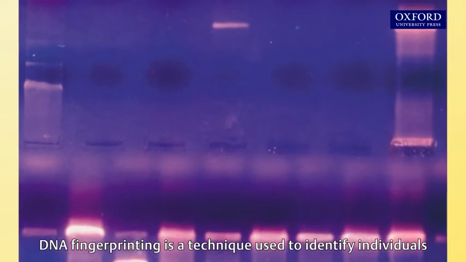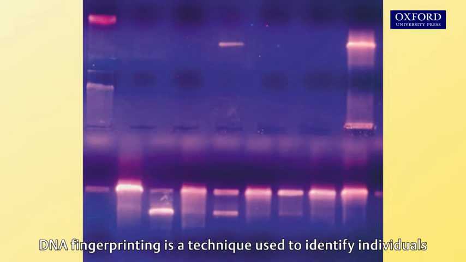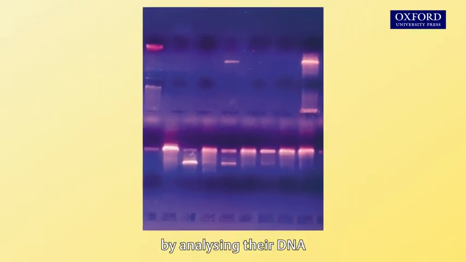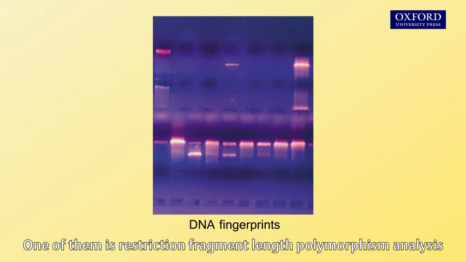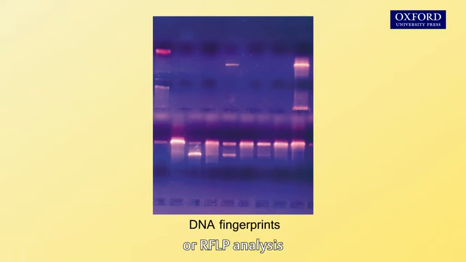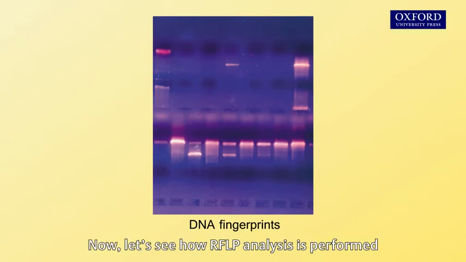DNA fingerprinting is a technique used to identify individuals by analyzing their DNA. There are various methods for DNA fingerprinting. One of them is restriction fragment length polymorphism analysis, or RFLP analysis. Now let's see how RFLP analysis is performed.